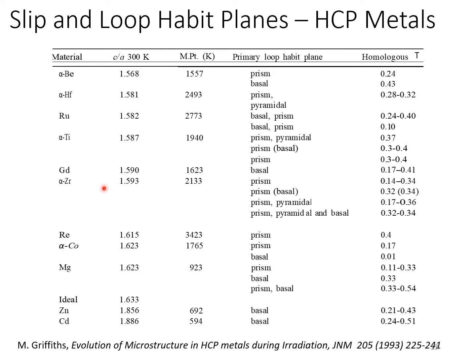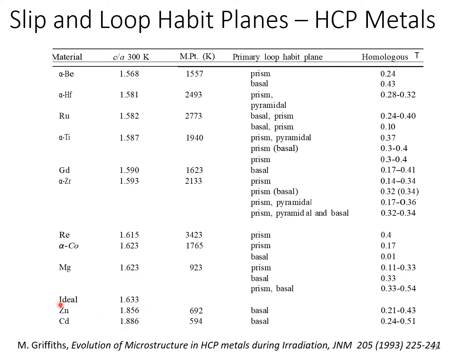And zirconium is kind of odd because you can have all kinds of activity, whether it's slip or loop formation, on numerous planes. And that has to do with peculiarities and impurity effects and this sort of thing. But by and large, elements like zinc and cadmium have a very high C/A ratio, so you've stretched the c-axis. What that means is the most close packed plane is basal, and it's always basal.